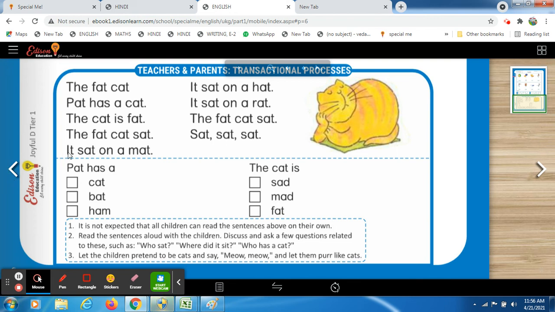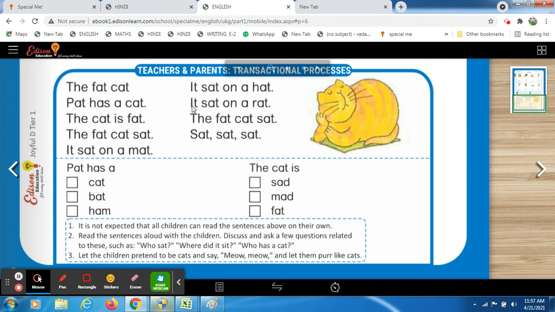Fine, come here. It sat on a mat. Yahan pe kiski baat ho rahi hai? Cat ke baare mein. Cat kahan baithi hai? It sat on a mat. Kahan par baithi hai wo? Mat ke upar baithi hai, right? Okay. It sat on a hat. Now where is he sitting? Sitting on a hat. It sat on a hat. Full stop. Now, when there is a full stop, so you have to wait for some time. Okay? Next, come to the next line.